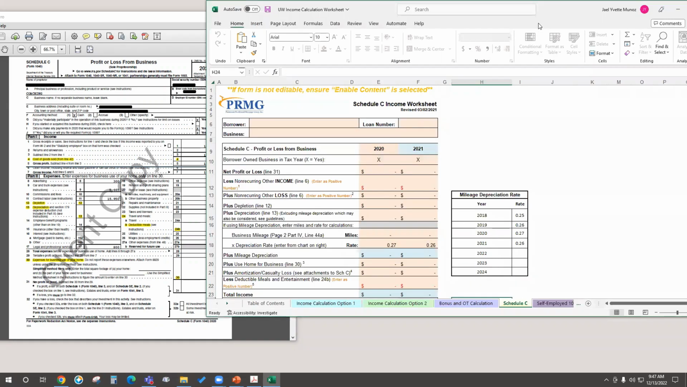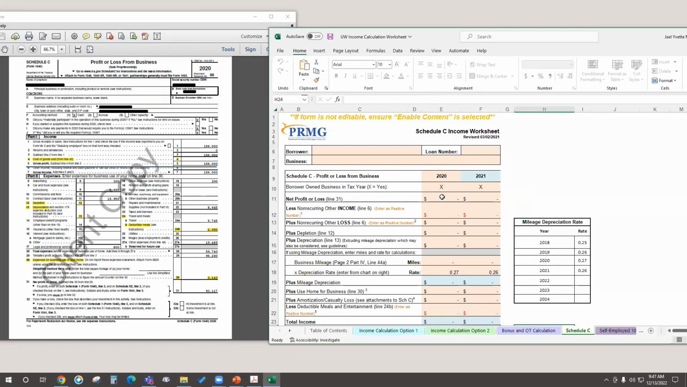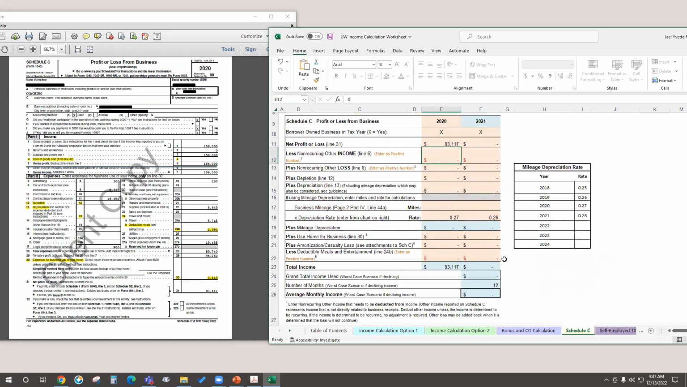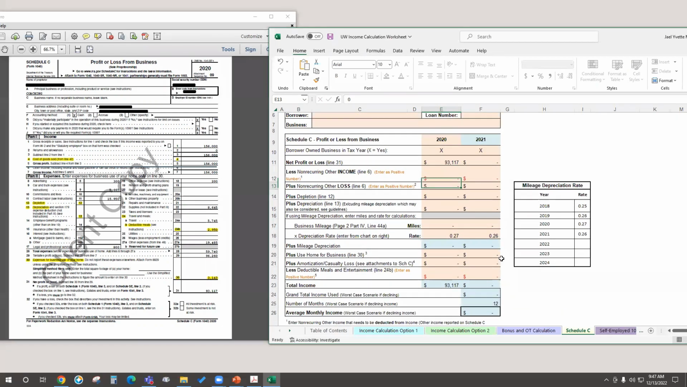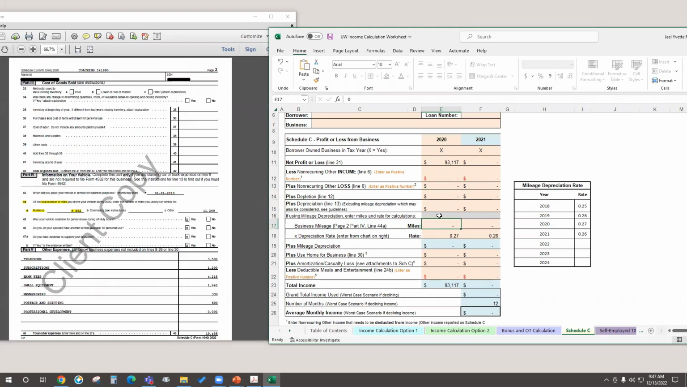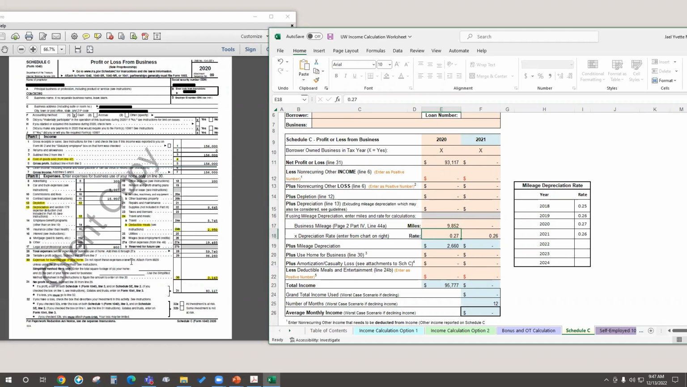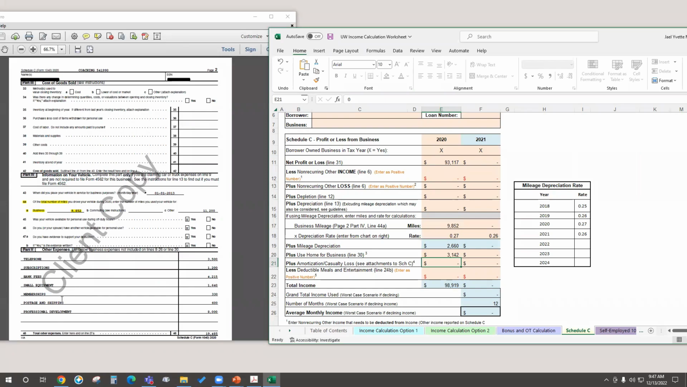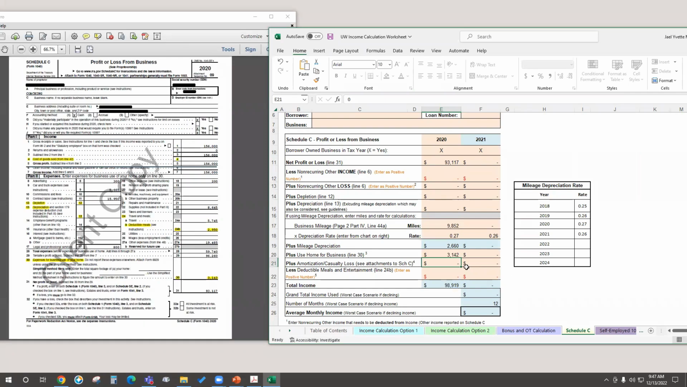All right, so we're going to go ahead and start again here. So we're going to use, of course, your line item 31, so 93,117. We're going to go ahead into depreciation and depletion. We have none. Our miles was 98.52. And then our business use of home was 3143. We have no amortization or casualty loss here, so we're going to skip that. And we do have deductible meals of 2950.